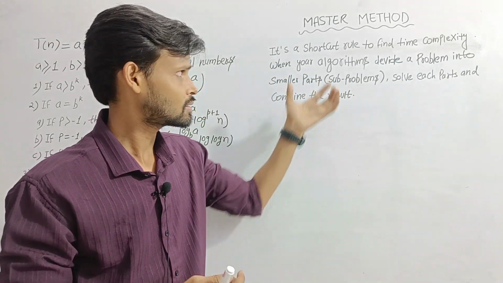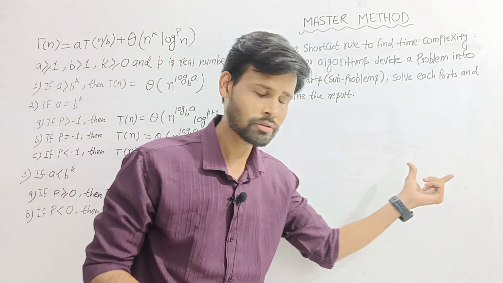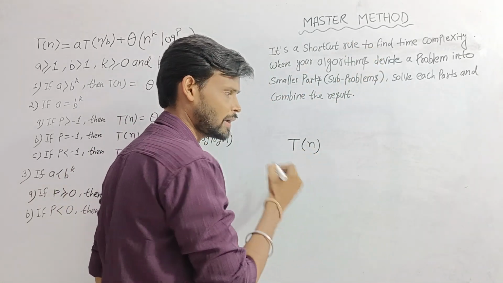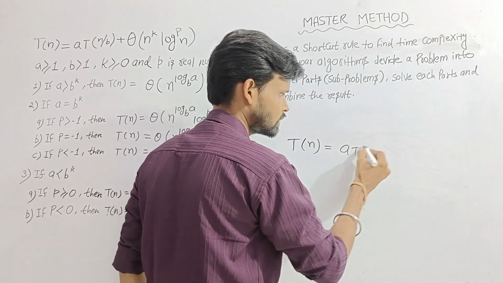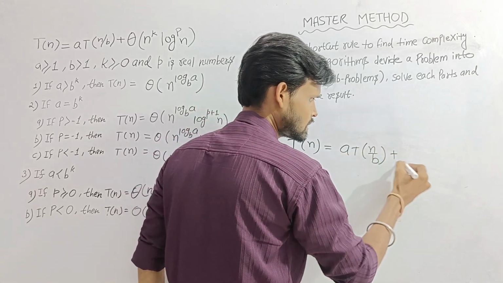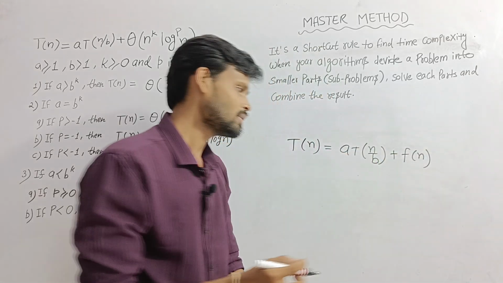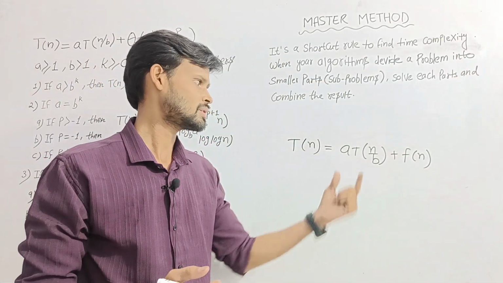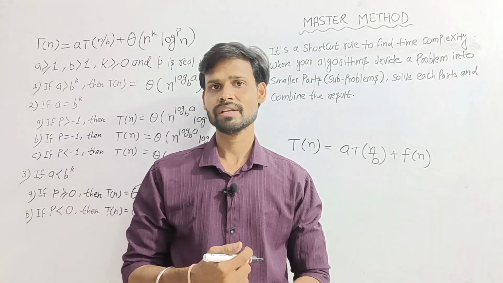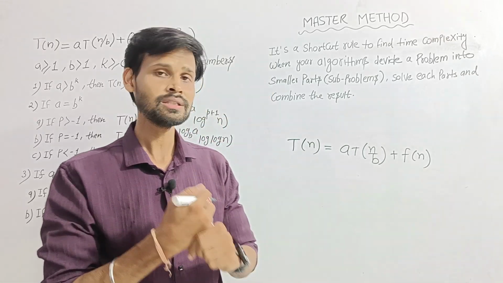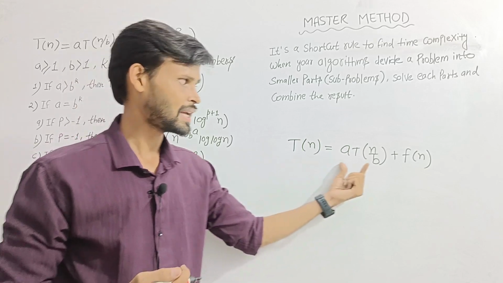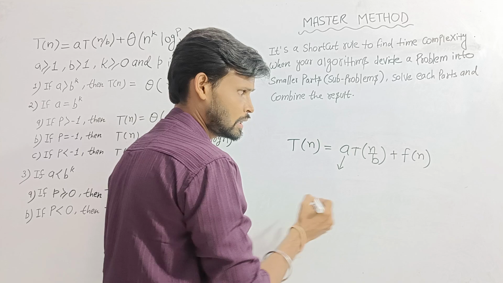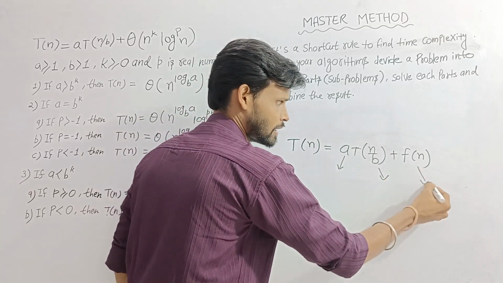So we will take a basic recurrence equation. A basic recurrence equation is T of n equal to a of T of n by b plus f of n. This is the format of the recurrence equation. If we have a recurrence equation just like this, then we can directly apply the master method on it. So here you can see some parameters. What is a, what is n by b, and what is f of n?